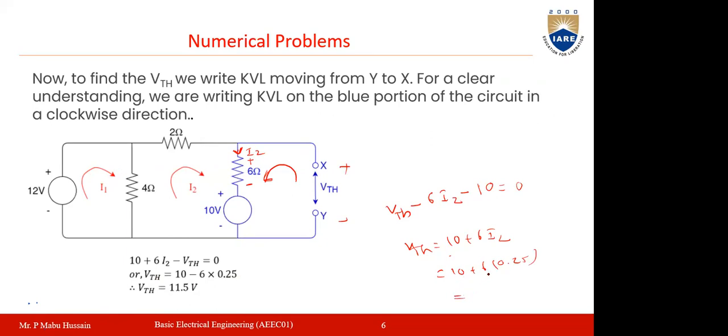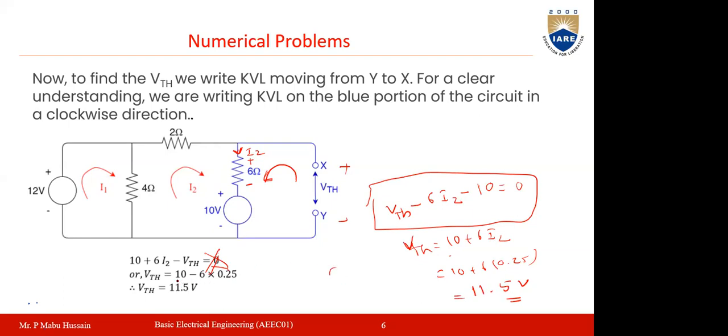So how much will you get? Calculate once. 10 plus 6 into 0.25, you will get 11.5 volts. Here they represented this wrongly, so actually this is correct: V Thevenin minus 6 I2 minus 10 is equal to 0. Then V Thevenin is equal to 10 plus 6 I2. Now the I2 value is 0.25, so finally you are getting 11.5 volts.